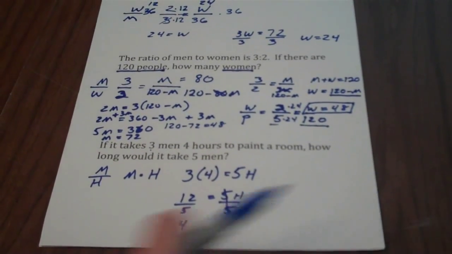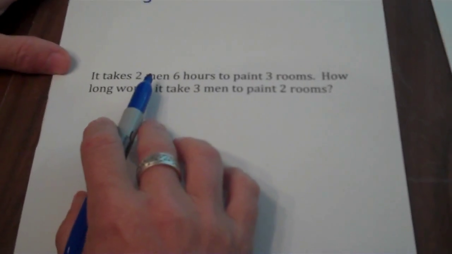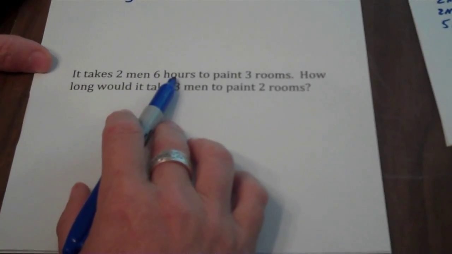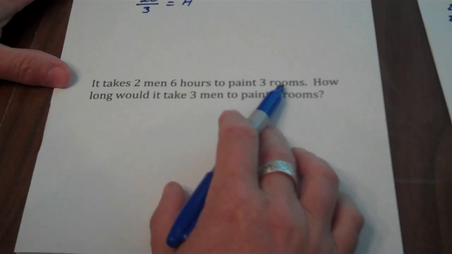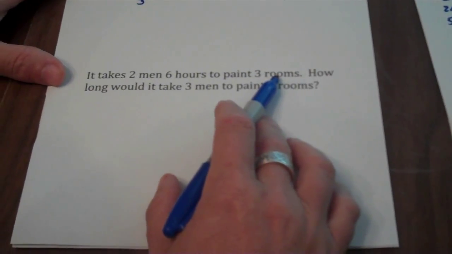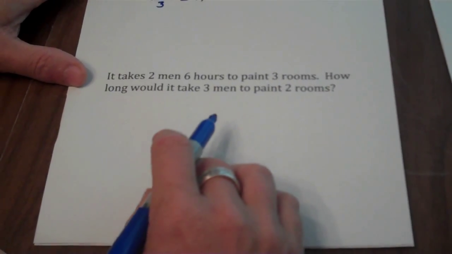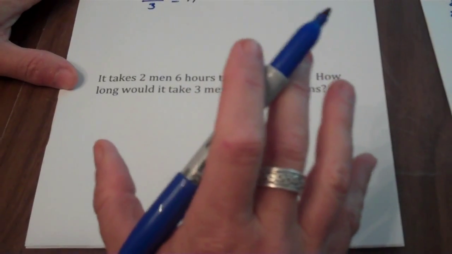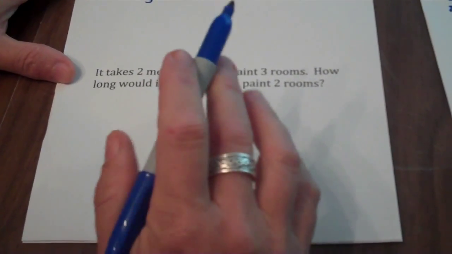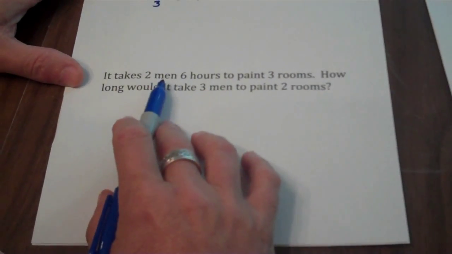Finally, I have one more example to show you. In this case, it's a little more complicated, because I have 2 men, 6 hours, and 3 rooms. It takes 2 men 6 hours to paint 3 rooms. My question is, how long would it take 3 men to paint 2 rooms? Now, this is a combination or a joint variation problem. I want you to try to figure out what to do with the placement of these 3 things.